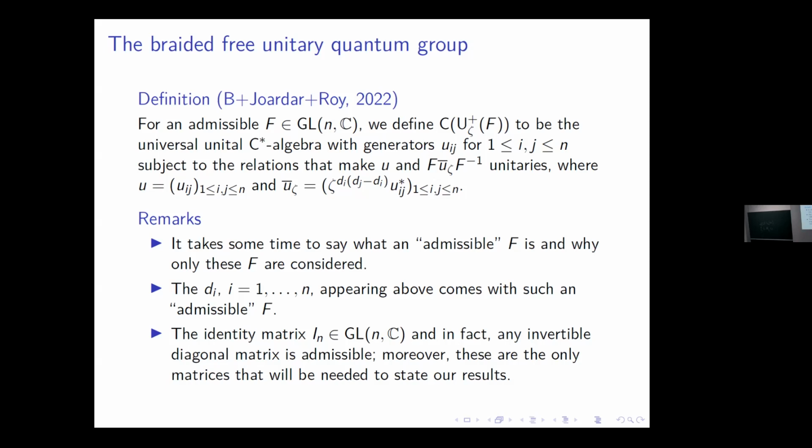These are the admissible F that I'd be needing. There is a d_i appearing in the definition, that the tuple d_1 through d_n comes with such an admissible F. So it is hidden under the carpet. An admissible F comes equipped with the tuple, so that u bar xi really makes sense.